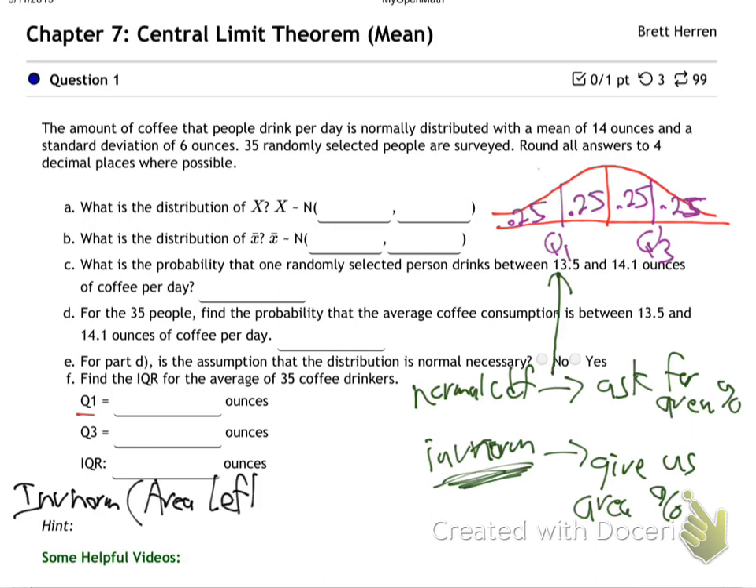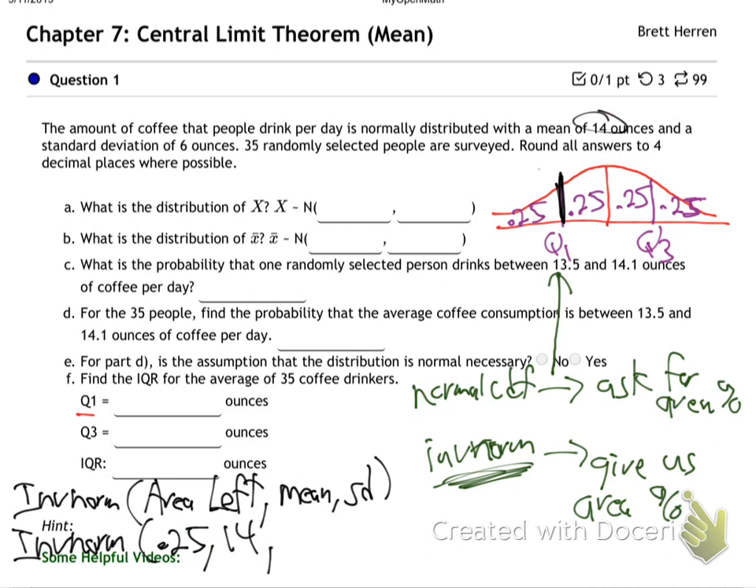Area left and mean and standard. Right? So it's going to be inverse norm. Area to the left. What area is to the left of Q1? 0.25. What's the mean? Same as it always was. 14.